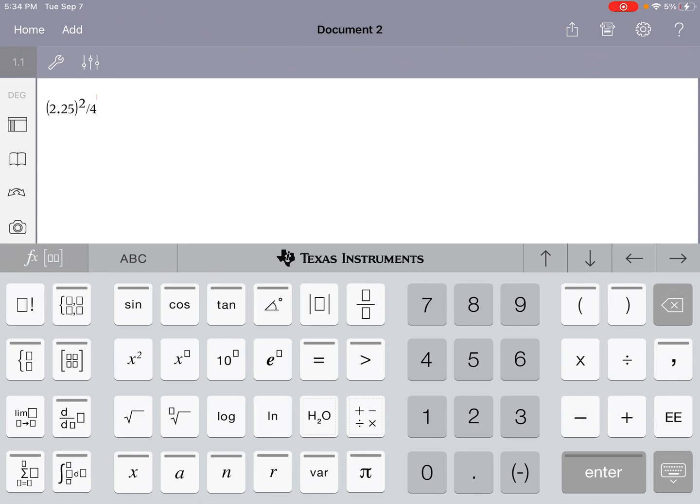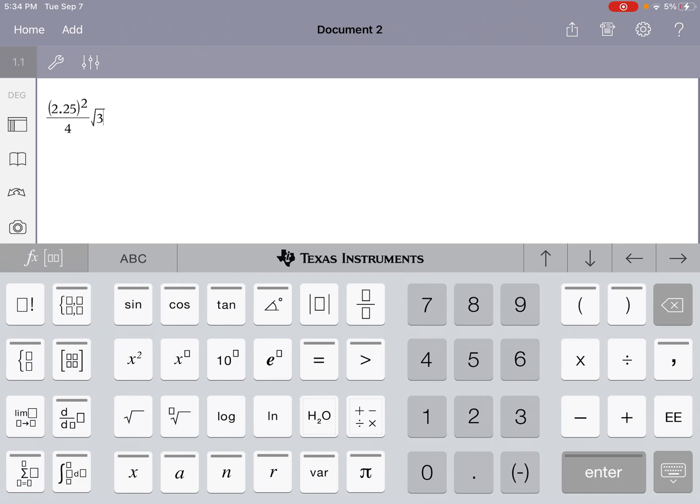4. And I probably want to go back and change that into a fraction here. So let me start that again with my fraction. And I have my 2.25 quantity squared over 4, and then times the square root of 3.